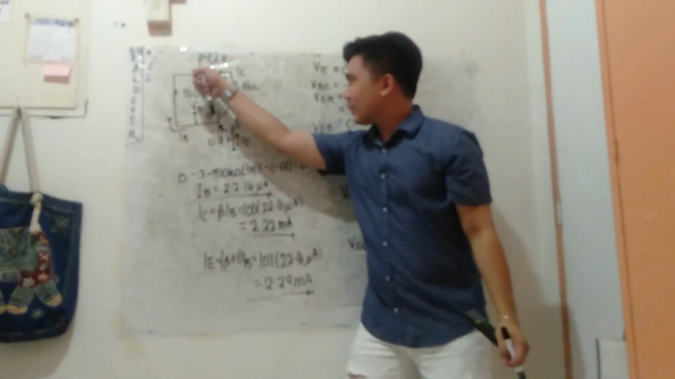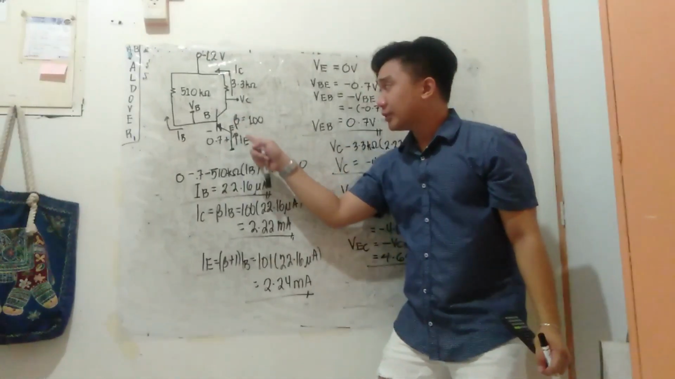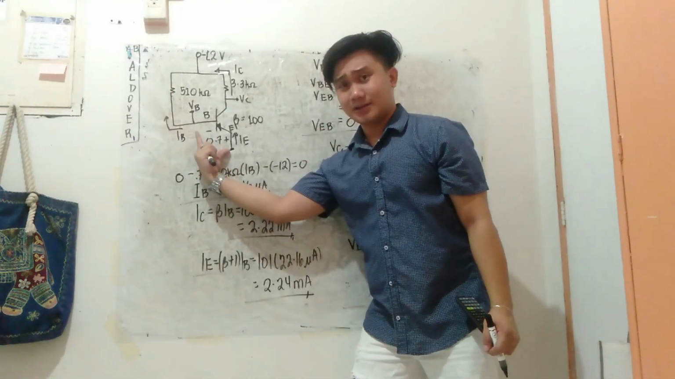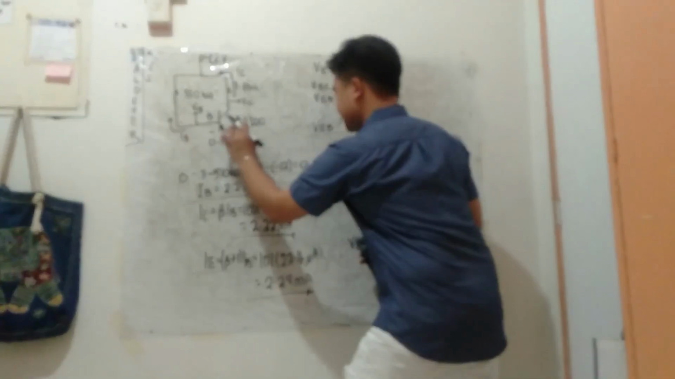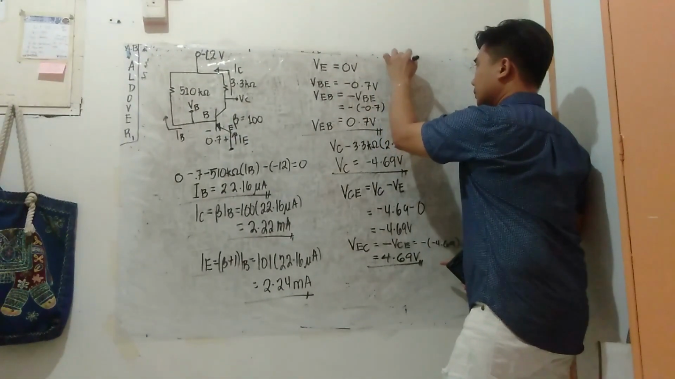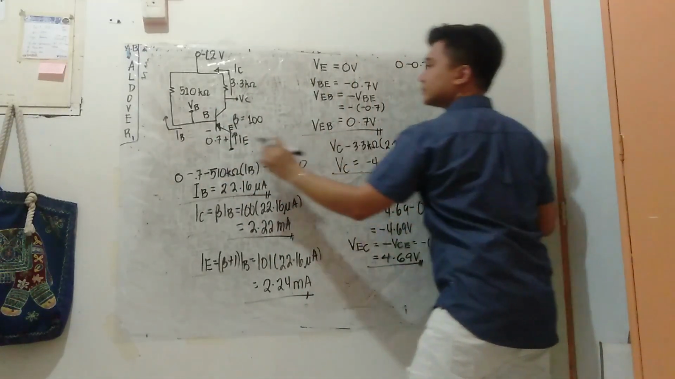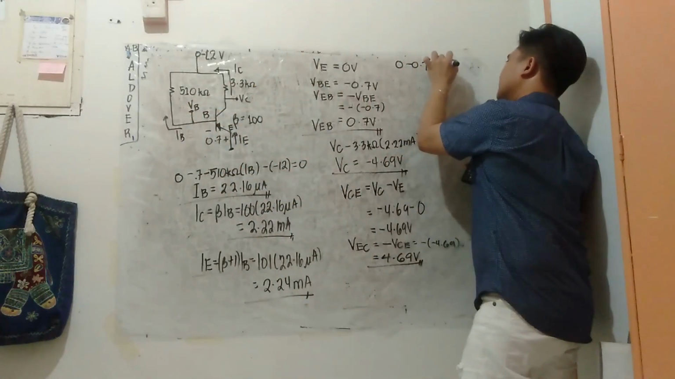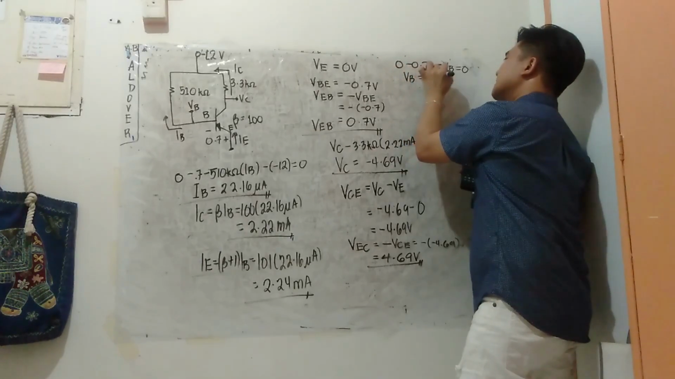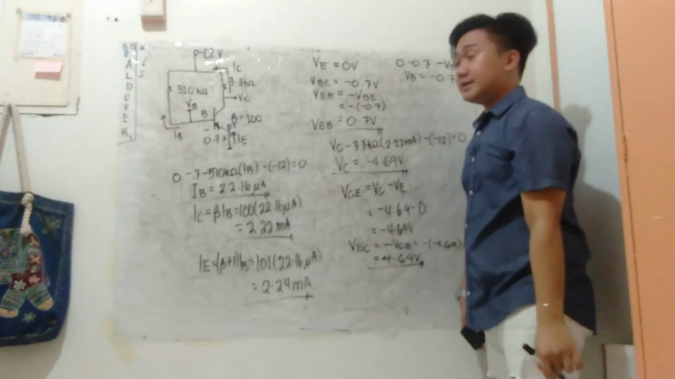Okay. So, pwedeng dito ako kung may loop, pwedeng pabaligtad, pwede din naman po dito. So, dito lang ako kasi mas maikli yung dadaanan ko. Kasi 0 volts, ito pa ba? So, 0, labas, minus 0.7, minus VB equals 0. Malinaw na malinaw, VB is negative 0.7 volts. Okay?